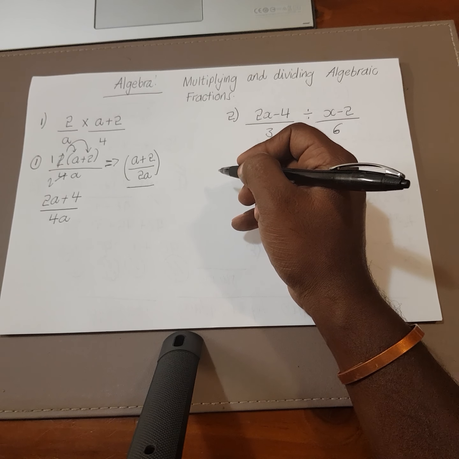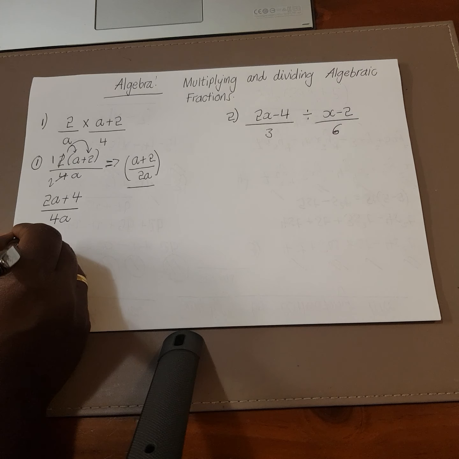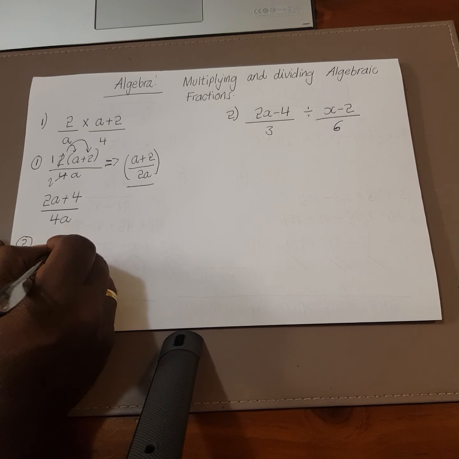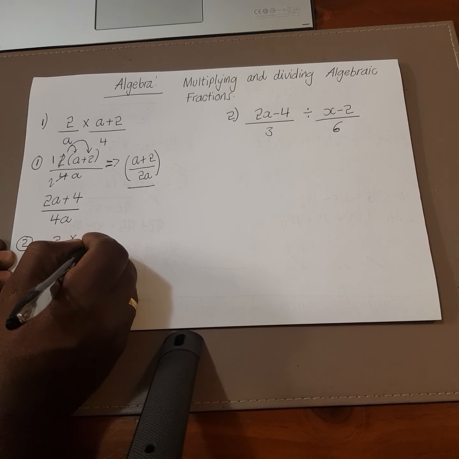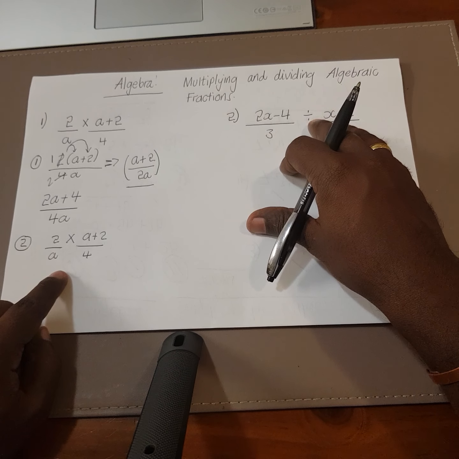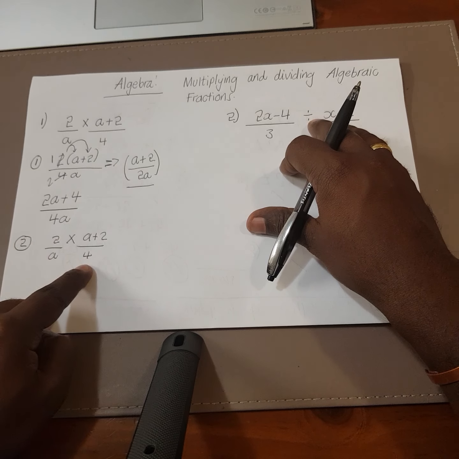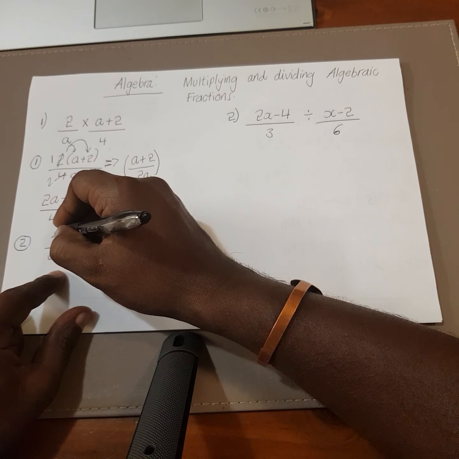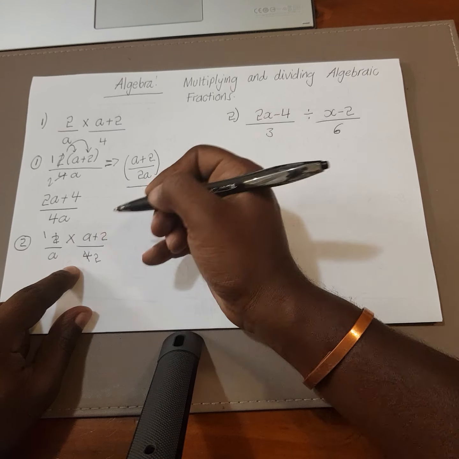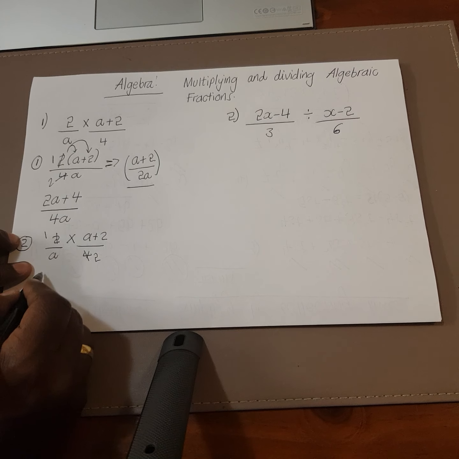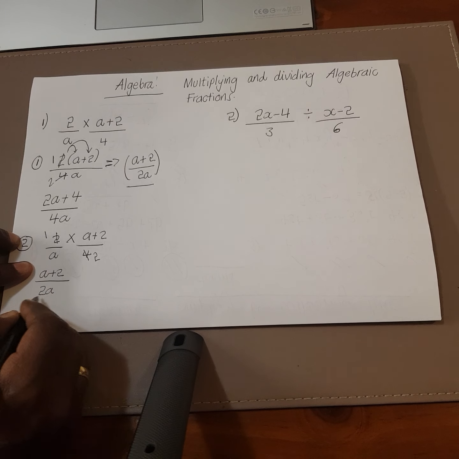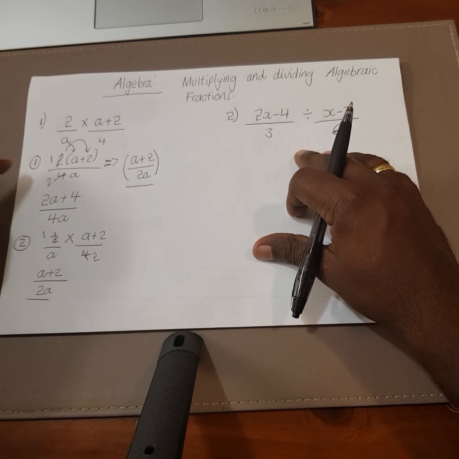The second method that you can do, and I'll write that down here, is I'll rewrite that question: 2 over a times (a plus 2) divided by 4. You will notice that you can simplify 2 and 4. You can see 2 divided by 2 is 1 and 4 divided by 2 is 2. And therefore, you get (a plus 2) divided by 2a.